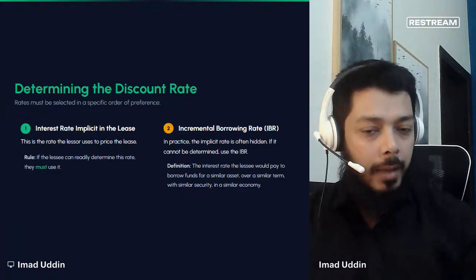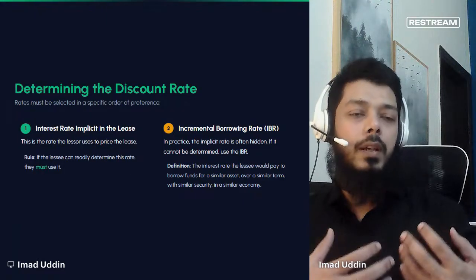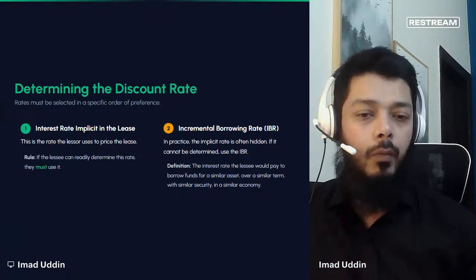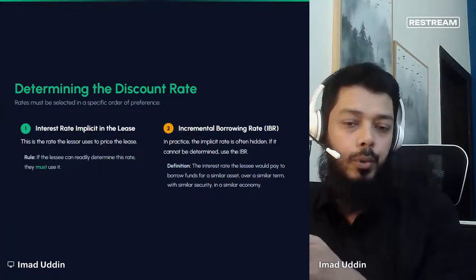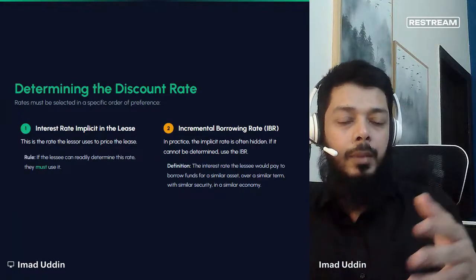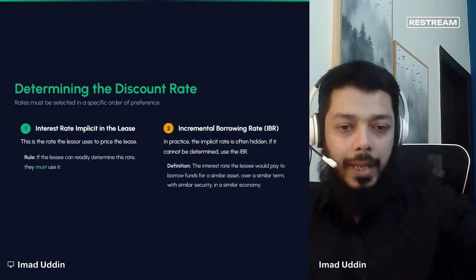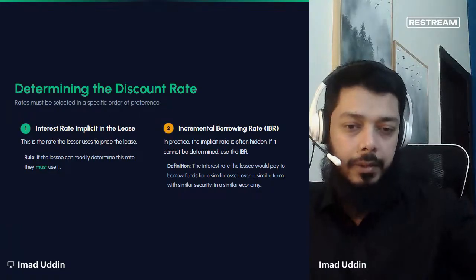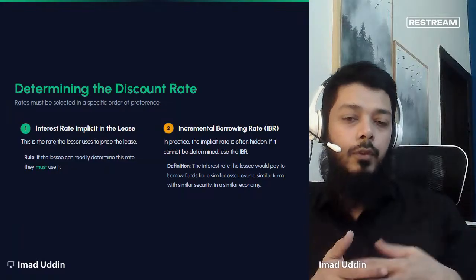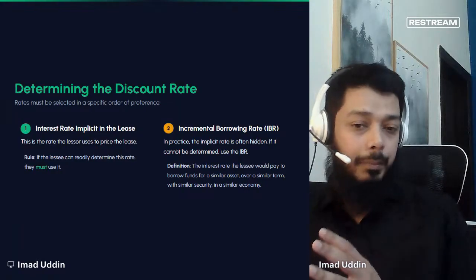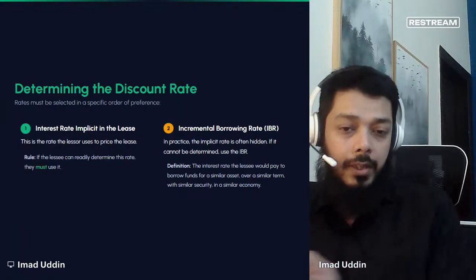And what is IBR? IBR is what interest rate the lessee would incur if he was to borrow from the bank or from another lender for a similar asset. And so we'll go into detail on what it means, what a similar asset means, and what additional conditions there are.